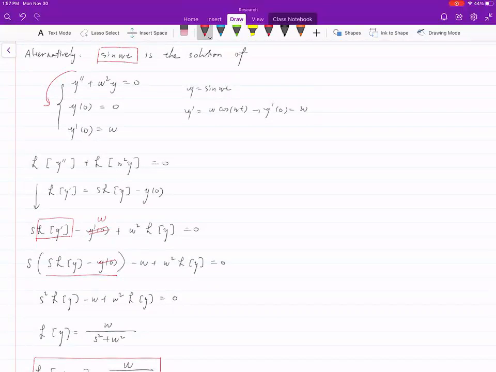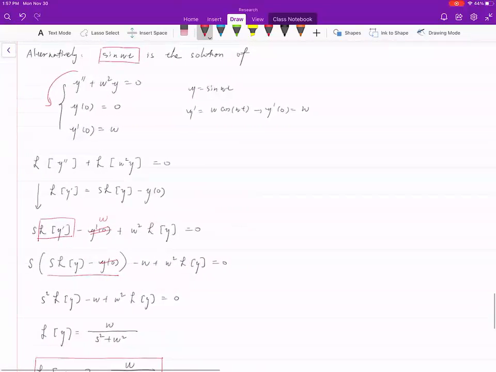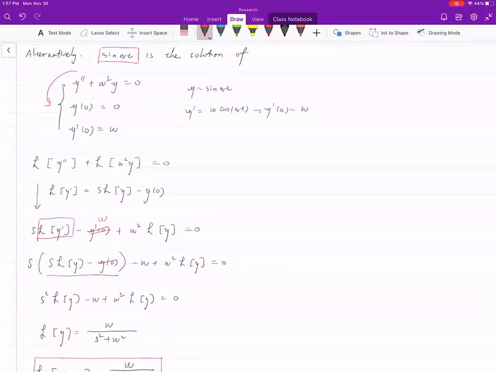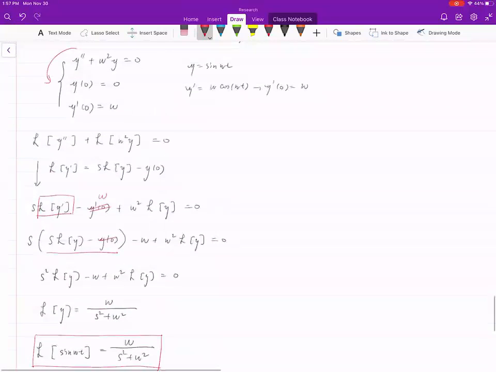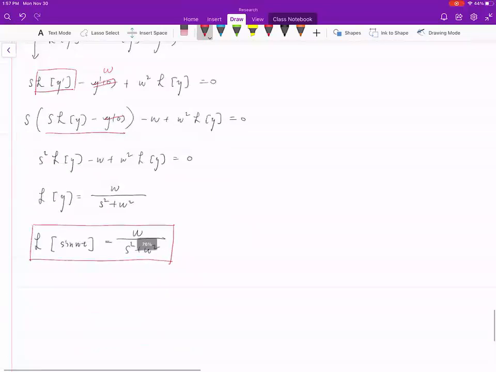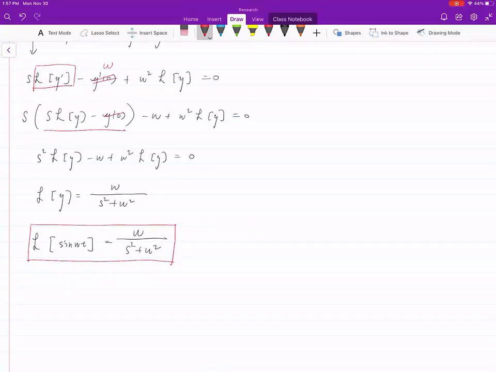We constructed an initial value problem that only sine omega t will satisfy. Then we pretend we don't know it. We use Laplace transform to solve this one. We find the only y that satisfies this initial value problem will give us a Laplace transform which looks like this. In addition, sine omega t is the only function that satisfies this. Therefore, this will be the Laplace transform of sine omega t.